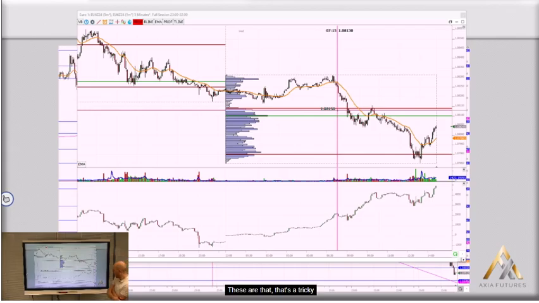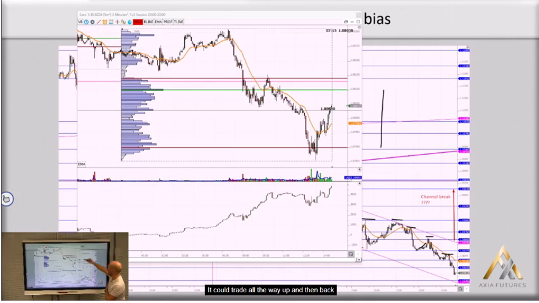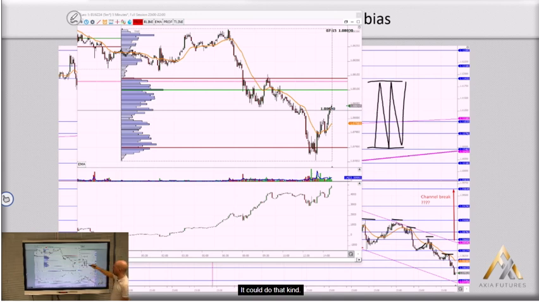That's a tricky one because it could be either, as in if you think it's going to fill this out, i.e. trade more spot time in here, it can do that in a number of ways. It could trade all the way up and then back. Let's say it's going to move from here to here. It could do it like that and fill that out. It could do that, kind of grind through it. It won't just because it's a dense, but it doesn't have to.